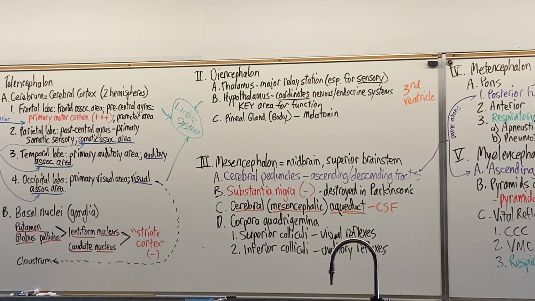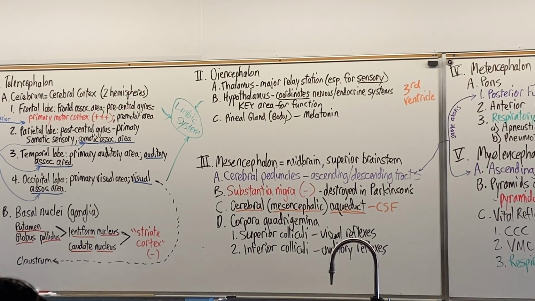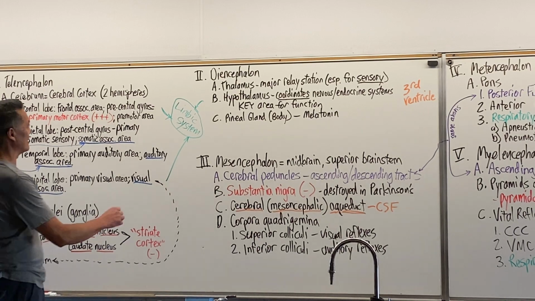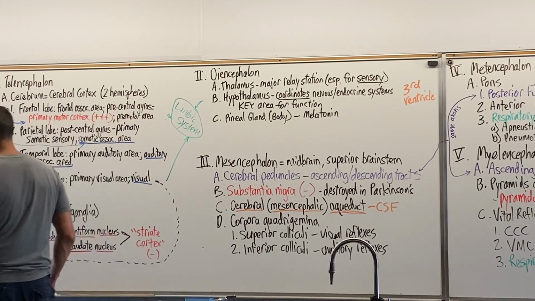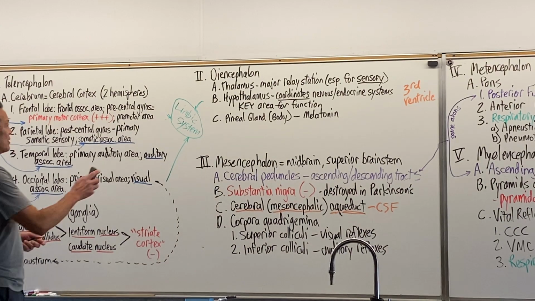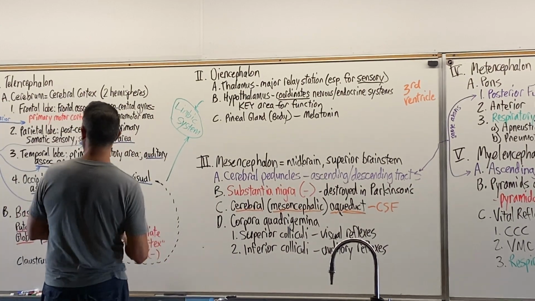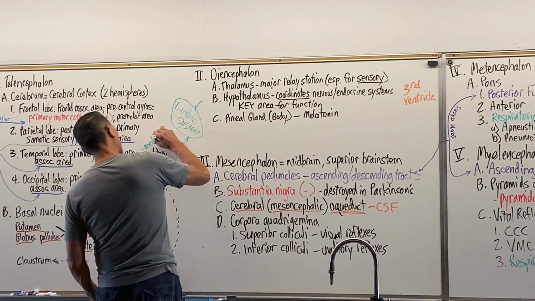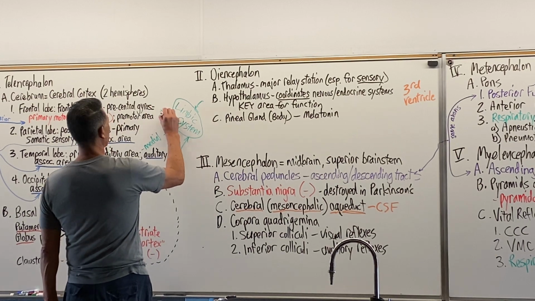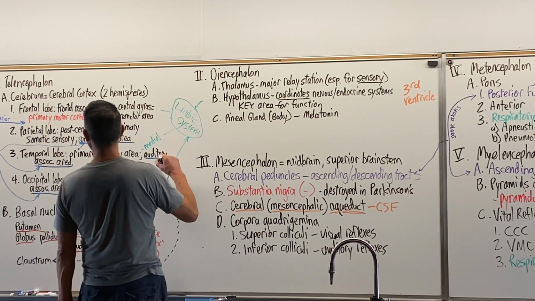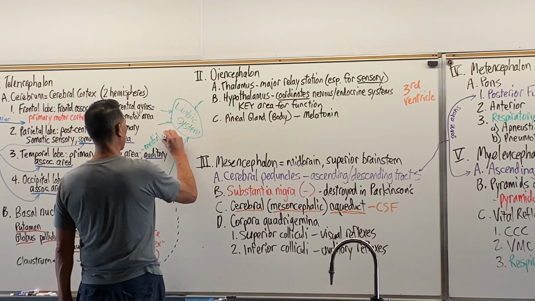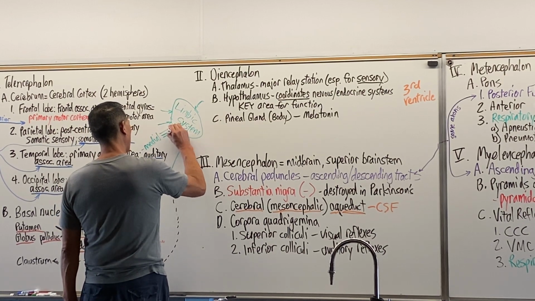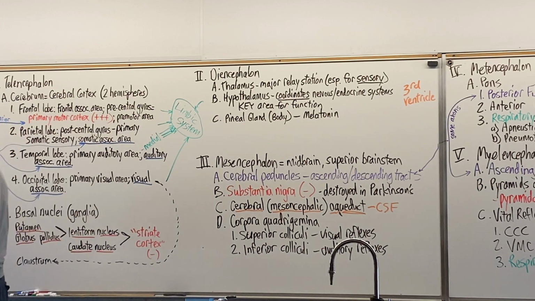So it includes some basal ganglia, includes some diencephalon, thalamus, hypothalamus, as well as the medial, mostly temporal lobes. So I should put this. Not just the medial temporal lobe, but most of it is medial temporal lobe. But it includes some frontal lobe, some parietal lobe, but mostly medial temporal lobe.